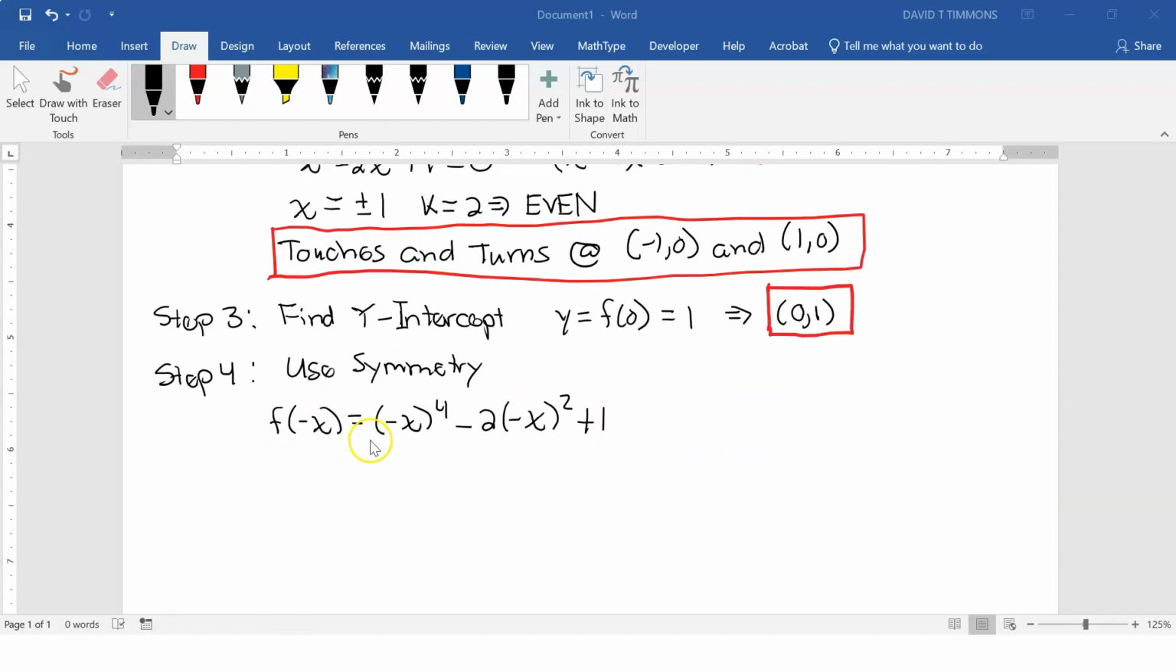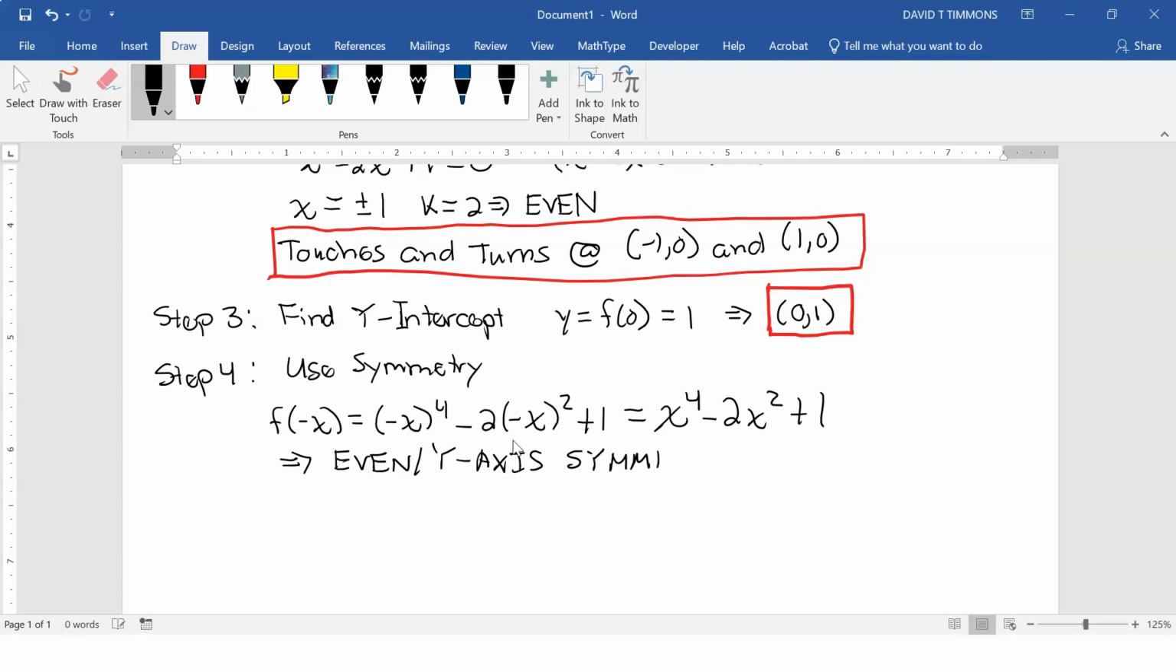In step 4, we'll try to use symmetry to help us graph the function. So we want to evaluate f of -x. So of course, where we see x, we'll substitute -x in each of those terms. And so when we evaluate, because we have even exponents with both of these terms, this will evaluate to x^4 - 2x^2 + 1. Because this expression equals our original function, this means that we have even or y-axis symmetry.